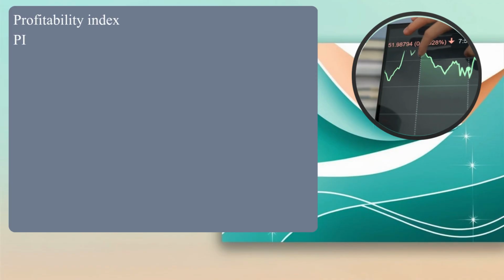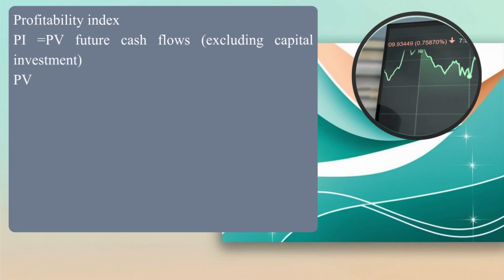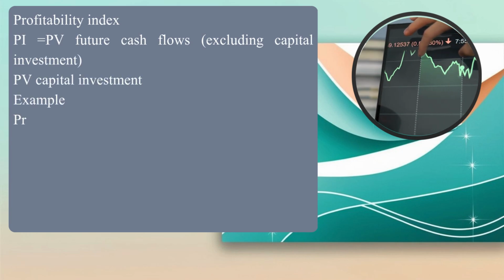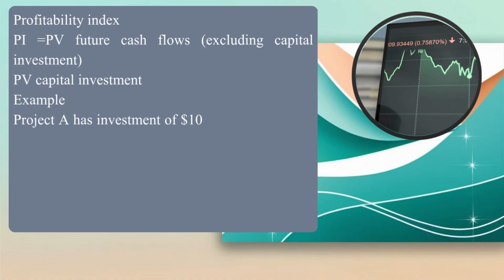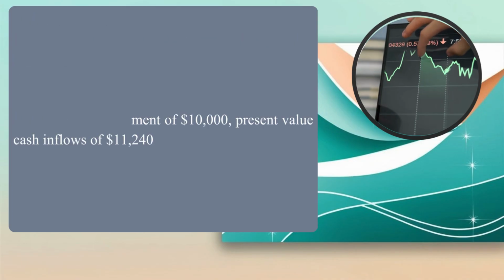Profitability index. PI equals PV of future cash flows, excluding capital investment, divided by PV of capital investment. Example: Project A has an investment of $10,000 and present value cash inflows of $11,240.